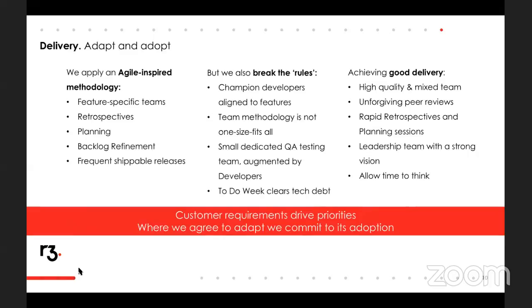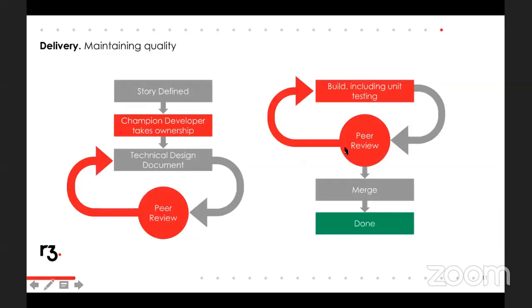Next slide, please, Mike. And this next slide really just picks up on the couple of points around making sure that we are actually maintaining quality, because some of you may feel uncomfortable with the concepts of a small dedicated QA testing team. But the red boxes here are indicating that by having the champion developer taking ownership for a particular feature, it means that they've got the depth of knowledge to make sure the feature actually covers the requirements properly.